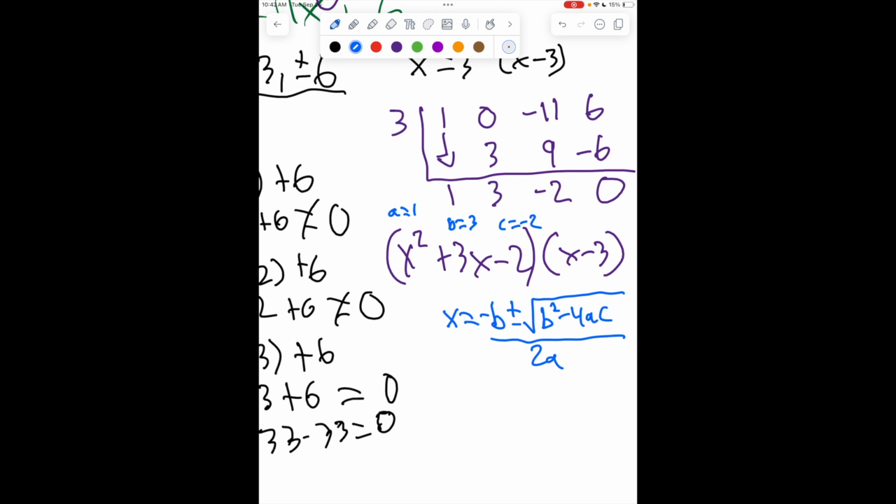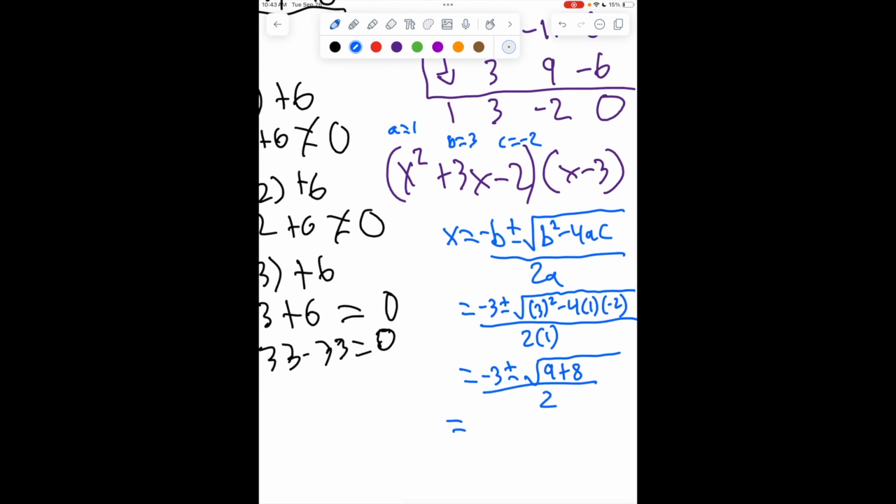So as I go about plugging into this equation, x equals negative 3 plus or minus the square root of b squared minus 4 times a times c all over 2 times 1. And now we need to start simplifying. So again, what do I get in the middle here? Negative 3 plus or minus the square root of 9 plus 8 all over 2. Negative 3 plus or minus the square root of 17 over 2.